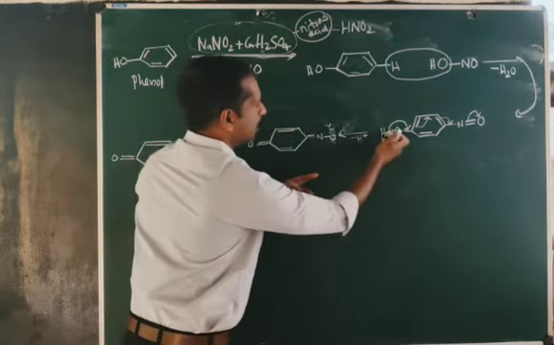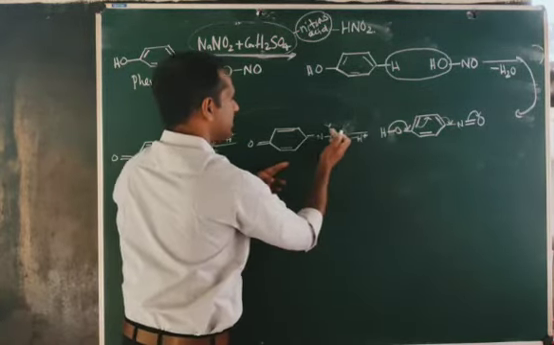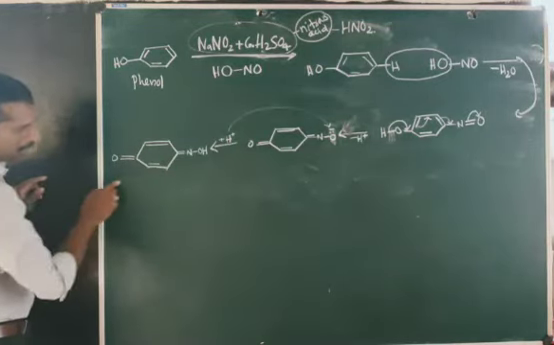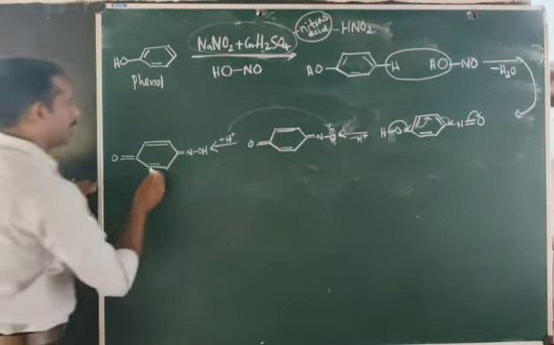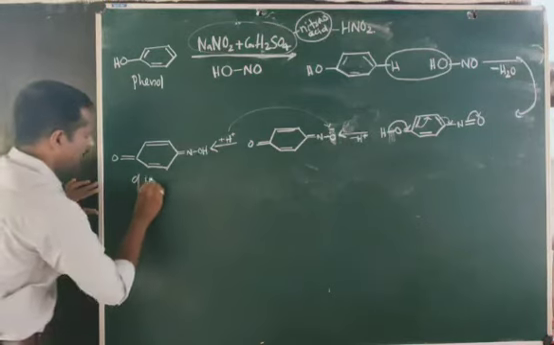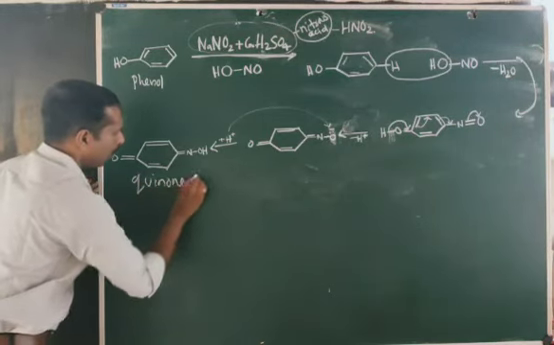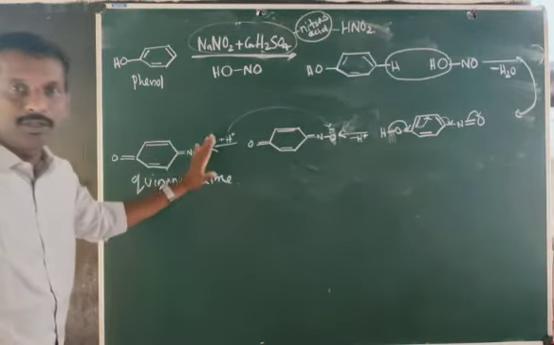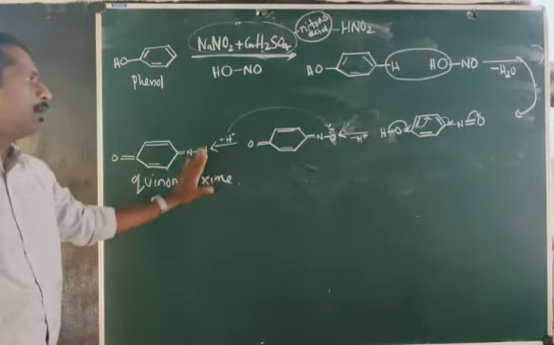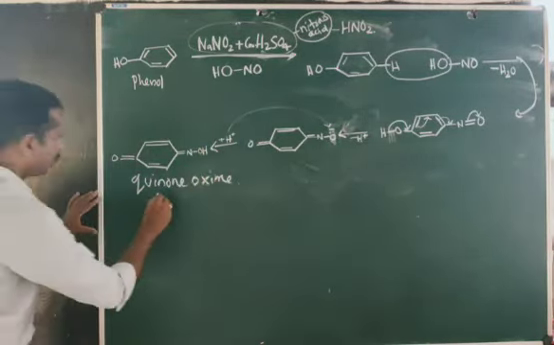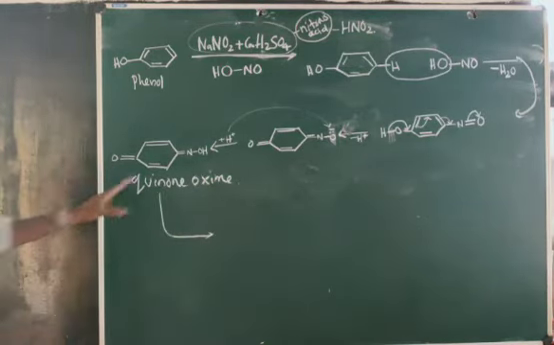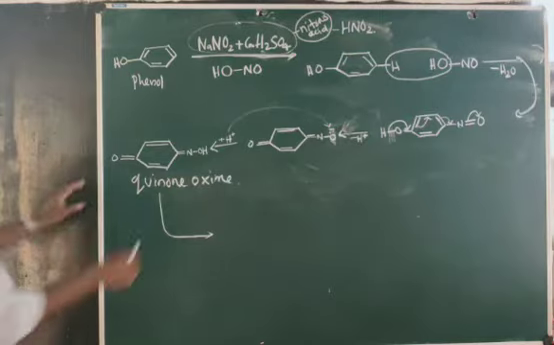So in the first step, H plus is removed. That H plus is taken by OH. So you are getting a compound like this. This is known as quinone oxide. I think up to this it is clear to you. Now we are continuing. This is quinone oxide.